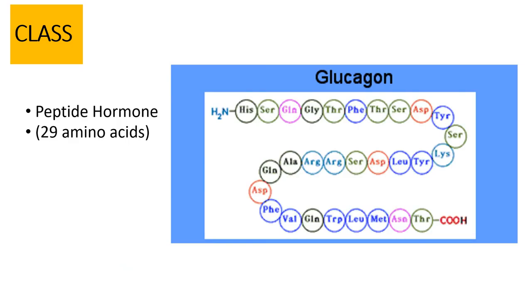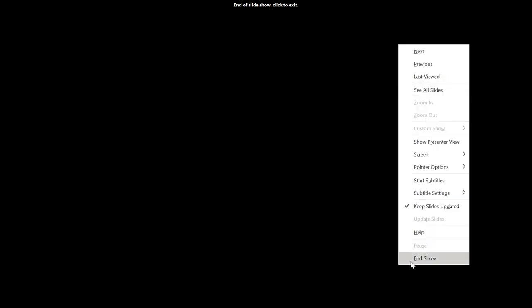The class is going to be a peptide hormone. It's 29 amino acids long. You don't have to know that, but I just always like to tell you guys that kind of stuff. And that is it for glucagon. So really very short.